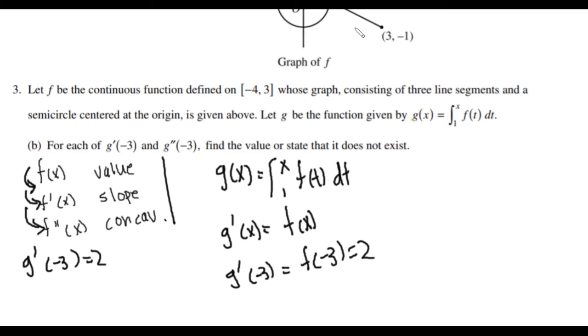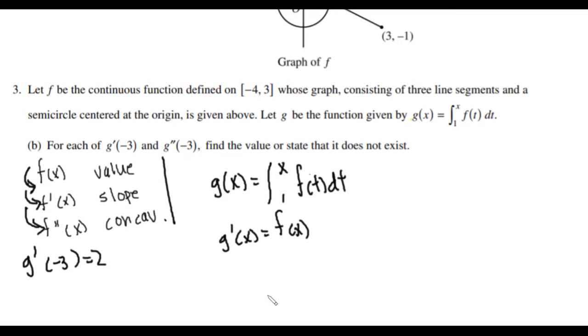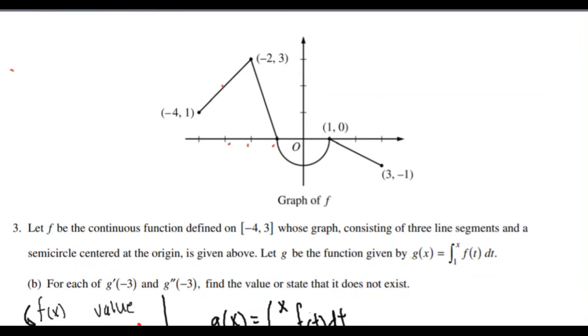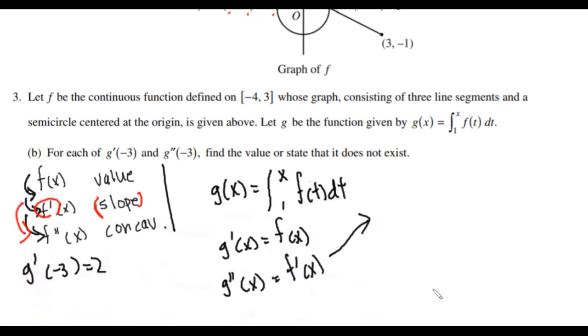Now let's jump onto g double prime negative 3. Again, it is double prime, so we need one more derivative. If we take the derivative of g prime x, it will obviously become g double prime x, right? And the right side will become f prime x, right? If we move this to here, it becomes slope, right? f prime is slope. So it's literally this one, right? The points are negative 4, 1, and negative 2, 3, right? So slope is what?